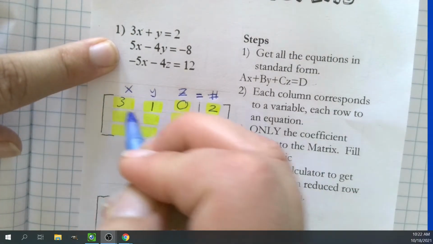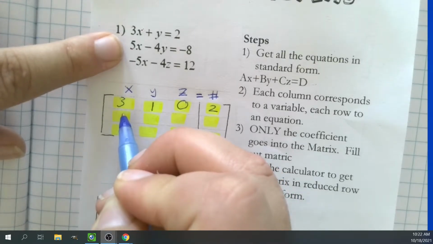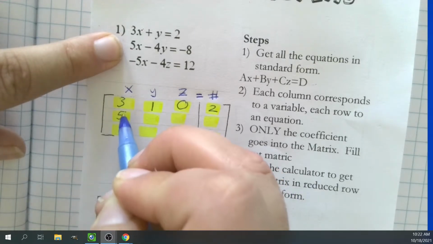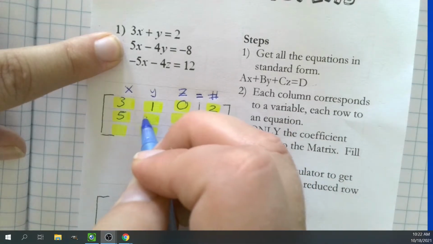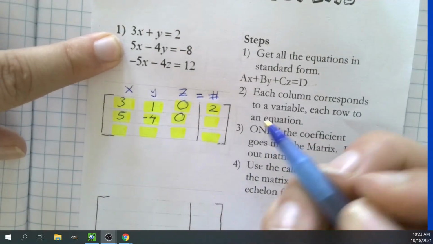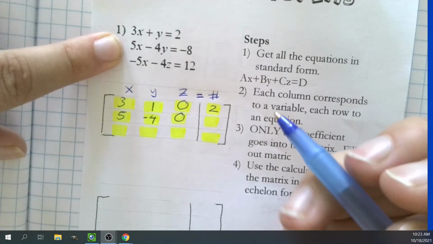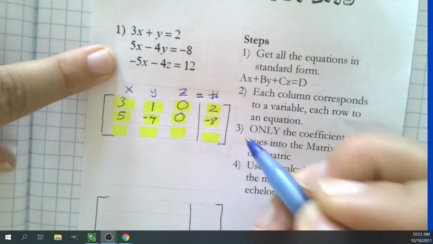Second equation goes to the second line. Okay? How many X's? How many Y's? 4. Almost. Thank you for the negative. How many Z's? 0. What's the constant? Negative. Good job.